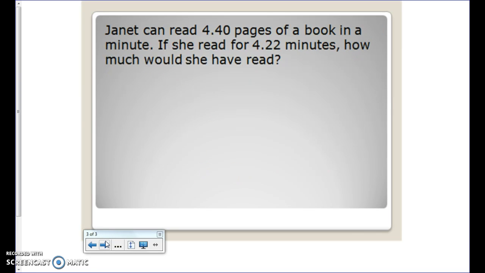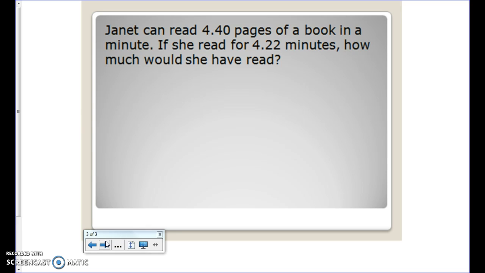The second problem that I have is a little bit trickier. It says that Janet read 4.4 pages of a book in a minute, and if she read for 4.22 minutes, how much would she have read? So, again, I know that we can all solve this problem if the numbers were easier. So what I'm going to do is change the numbers.